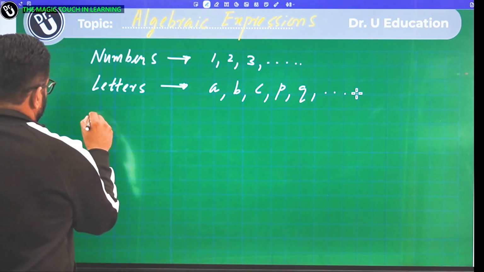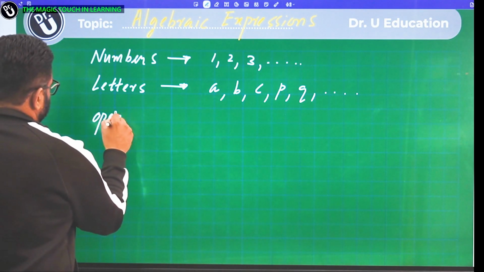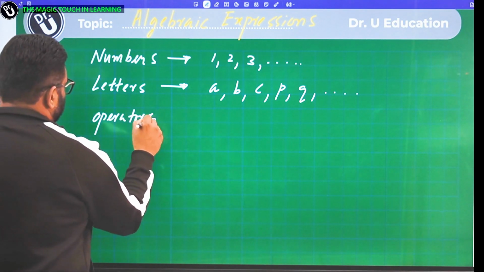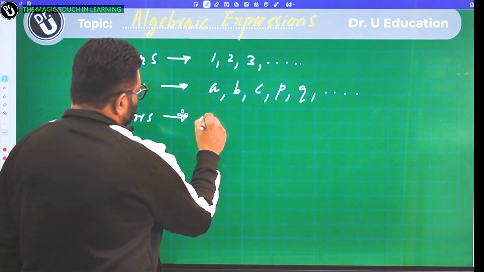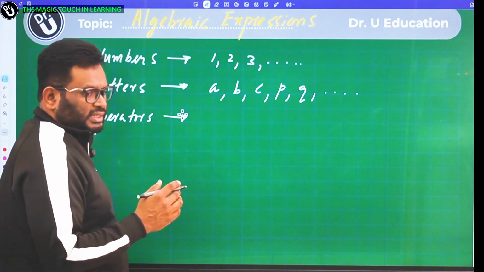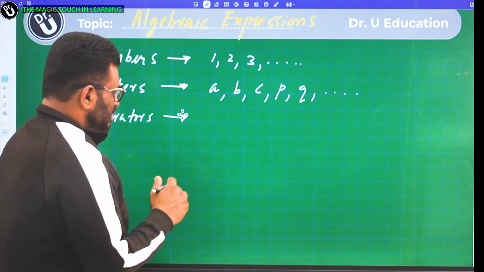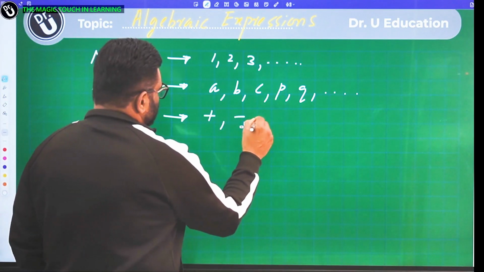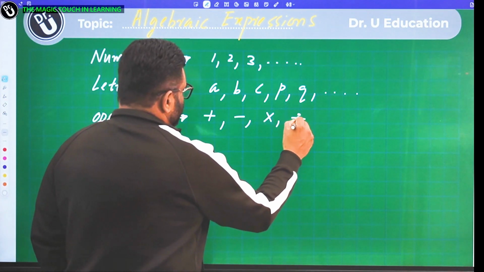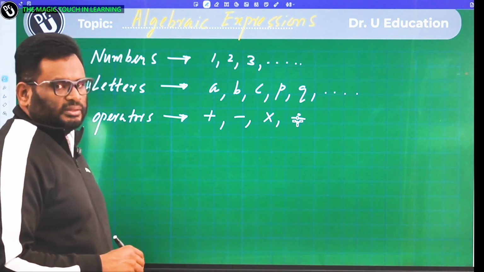Also, we have operators in math. What are the operators? There are many complicated operators in math, but for this lesson, we will have arithmetic operators like plus, minus, multiplication, division. So, these are arithmetic operators, right?